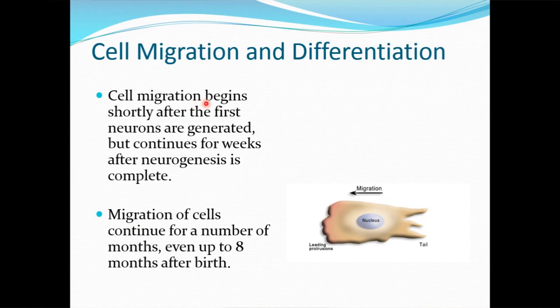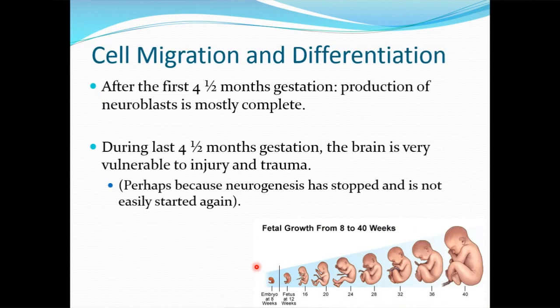So cell migration begins shortly after the first neurons are generated, but continues for weeks after neurogenesis is complete. So even after the brain has stopped making neurons, the neurons are still busy moving. Okay. The migration of cells continues for a number of months, even up to 8 months after birth. So a baby that is under the age of 8 months, their cells are still busy moving.